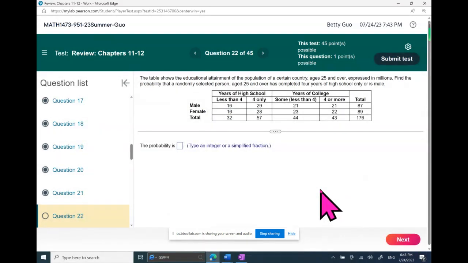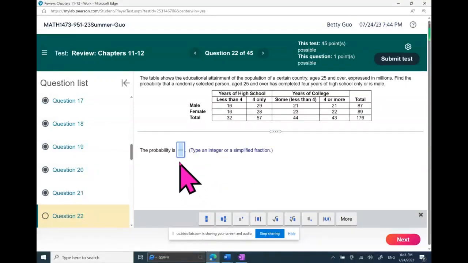Question number 22. The table shows the educational attainment of the population of a certain country, ages 25 and over, expressed in millions. Find the probability that a randomly selected person aged 25 and over has completed the 4 years of high school only or is a male. You know that is the addition rule. And you also know the two events are not mutually exclusive.